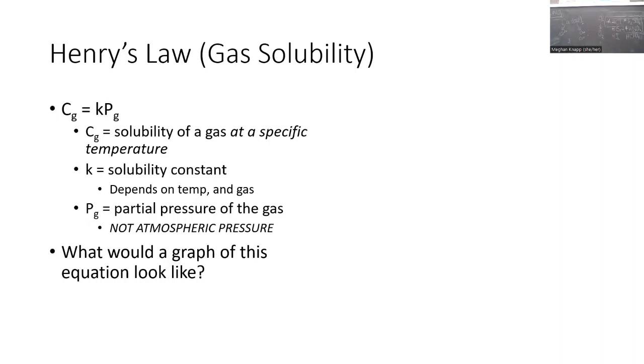K is a constant, and so that means that this number will be the same for the same gas. Every time I use carbon dioxide, it's going to be this, but it's temperature dependent. So normally, if you look this up on a table, this is what K is at 20 degrees Celsius or 25, close to room temperature.